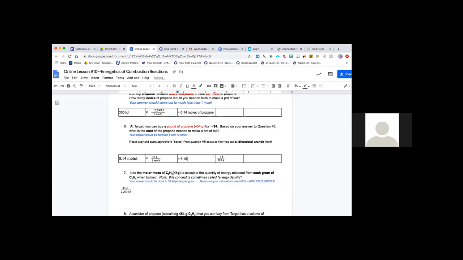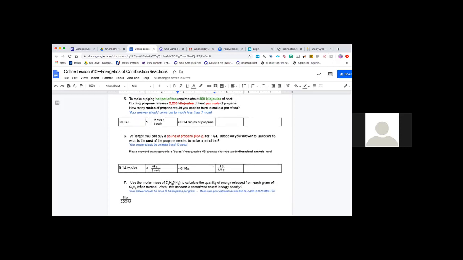Let me do it on my calculator, but it looks about right. 0.14 times 44, right? Yeah, 6.16. That's what I got. Me too. And the label on that? It's grams. Good. If you can label it as C3H8 or just propane, that's probably a good thing. You know, grams of what? It's grams of propane. Yeah, there you go. Perfect.